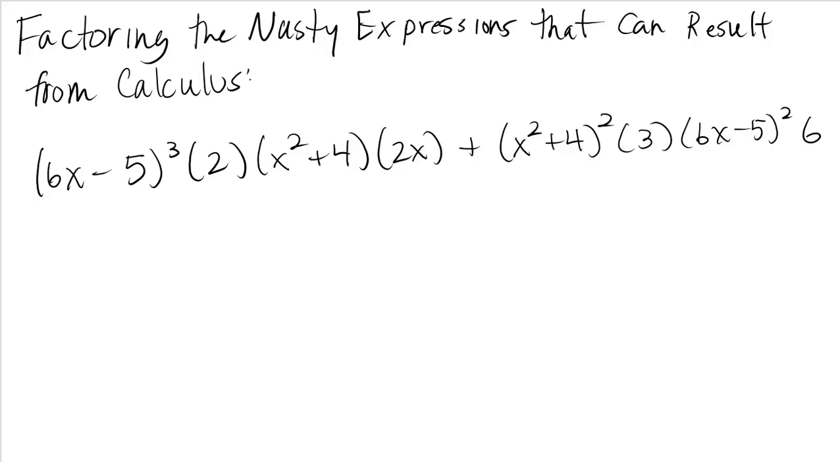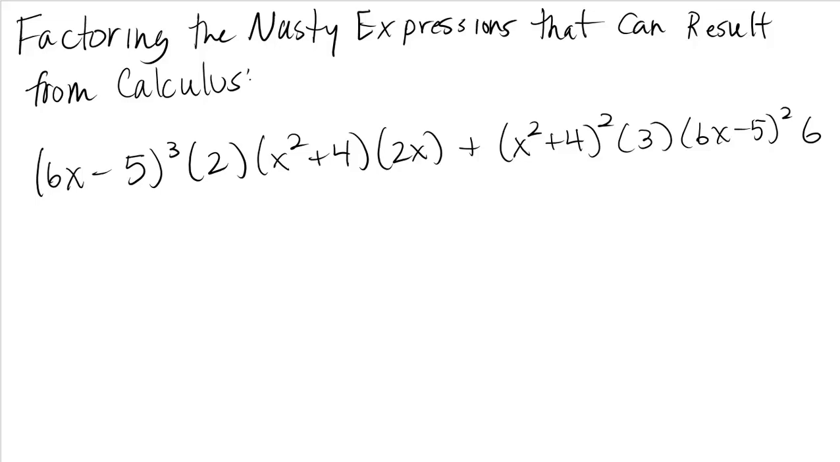Okay, we're ready to ratchet it up a bit. In this example, we're asked to factor the cube of 6x minus 5 times 2 times x squared plus 4 times 2x plus the square of x squared plus 4 times 3 times the square of 6x minus 5 times 6. Whew! And this problem looks made up and just mean.